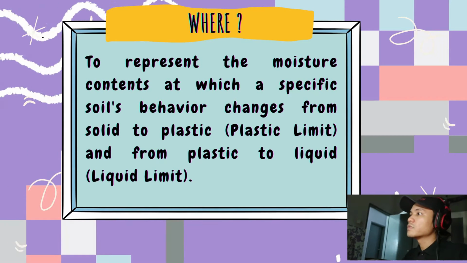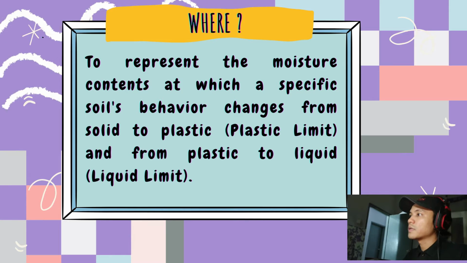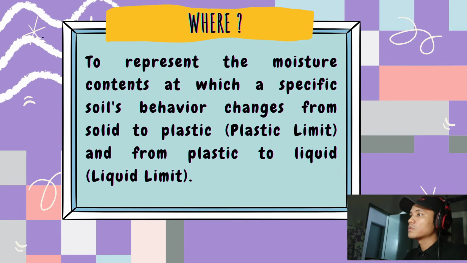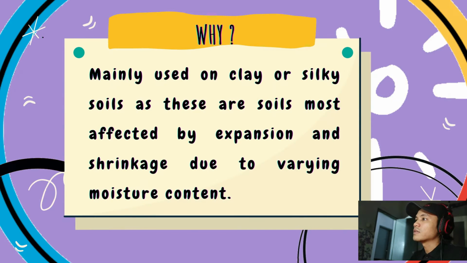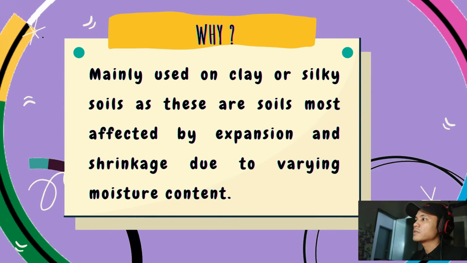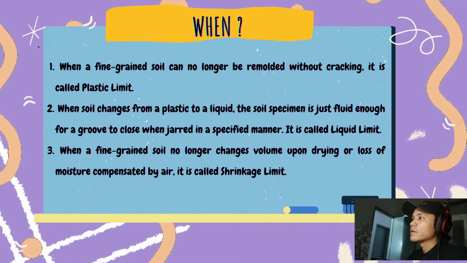These represent the moisture contents at which a specific soil's behavior changes from solid to plastic, which is the plastic limit, and from plastic to liquid, which is the liquid limit. It is mainly used on clay or silty soils, as these are the soils most affected by expansion and shrinkage due to varying moisture content. When a fine-grained soil can no longer be remolded without cracking, it is called the plastic limit.